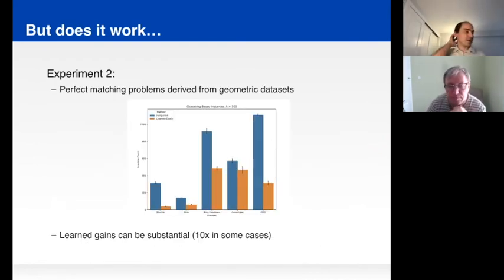That was synthetic. If we derive perfect matching problems from geometric data sets, you see the same kind of change between what the learned predictions do and what the original Hungarian does. And some of the gains are substantial.